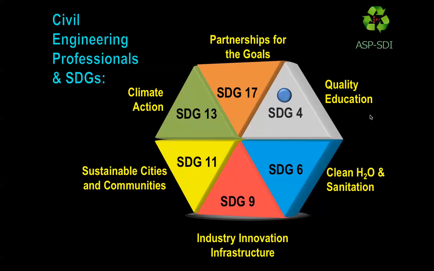Out of 17 different goals, we as civil engineers, and probably every agency and organization, in achieving the sustainability development goals have to partner with somebody or the other, and that is where things come into the picture. So the entire construction industry, especially civil engineering professionals, are directly connected with these 6 goals and indirectly connected with several other goals.